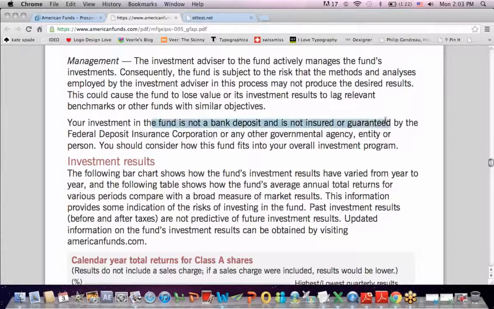It's not a bank deposit. It's not insured or guaranteed by FDIC. FDIC offers insurance on bank deposits up to a certain dollar amount. This is not a bank deposit, so they're trying to get that across. And also, it's not guaranteed by any other government agency or entity.